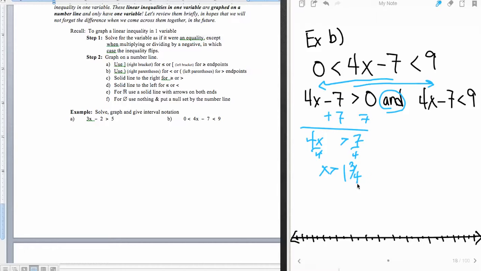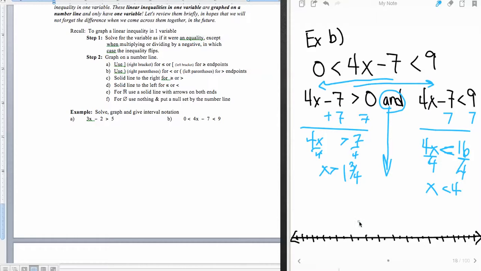And then over here, we're going to solve this one by adding 7 to both sides. So now we have 4x, and then 7 plus 9, which is 16. Oops, I wrote equal, that should be a less than. And then multiplying by the reciprocal on both sides. And so what we see is x is less than 4. And remember, there's an and between these.